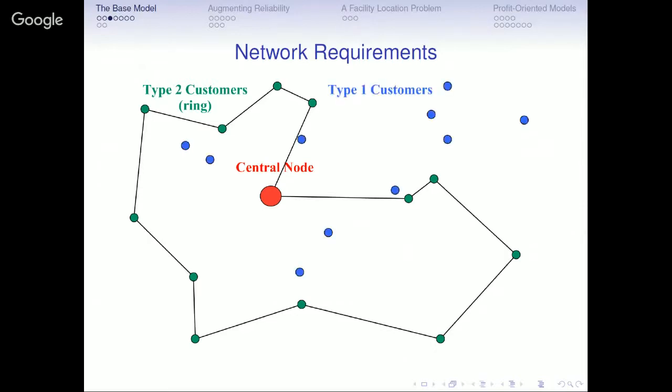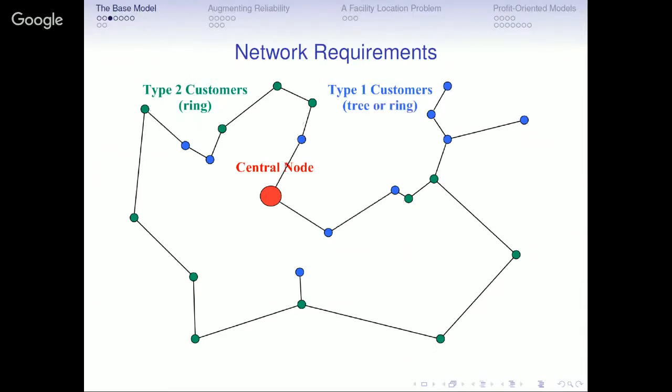The other type of customers that I already mentioned, the type 1 customers, are the blue nodes here. They don't need to be on a ring structure. For them, it's sufficient to just be within the network. It's okay for them to be connected via tree structures. So we have these ring trees that we can use, and using this concept, we establish connectivity within here.